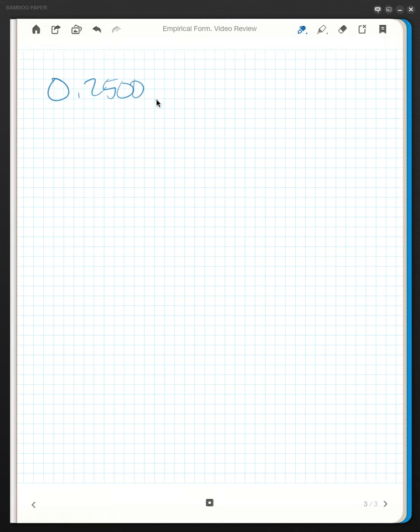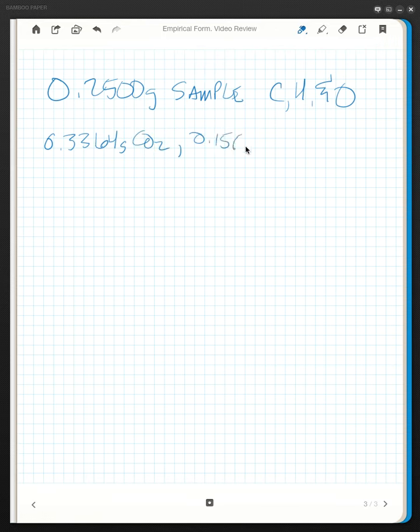So you have a 0.2500 gram sample that has carbon, hydrogen, and oxygen in it. And complete combustion produces 0.3364 grams of CO2, and it produces 0.1500 grams of H2O. Okay, what is the empirical formula? Now, here's this oxygen. Remember what I said about subtracting? You can do that later.